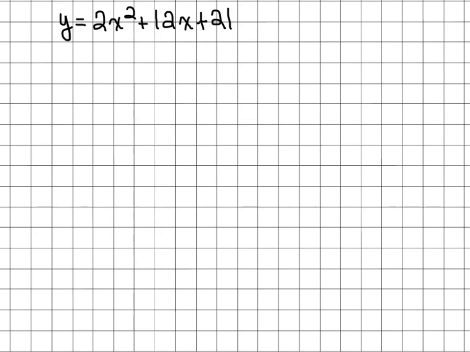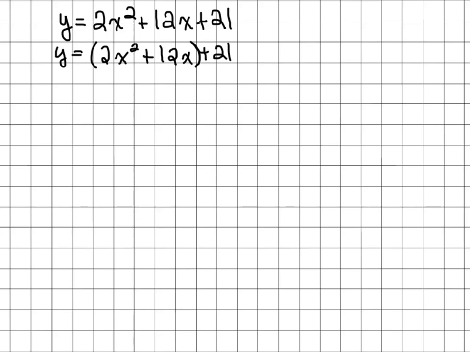All right, so I have y equals 2x squared plus 12x plus 21. And we are going to change this to vertex form by completing the square. I'll start the process: we're going to group our x squareds and our x's together. So that doesn't change. The only thing that looks slightly different is the fact that we have a 2 here and not a 1.